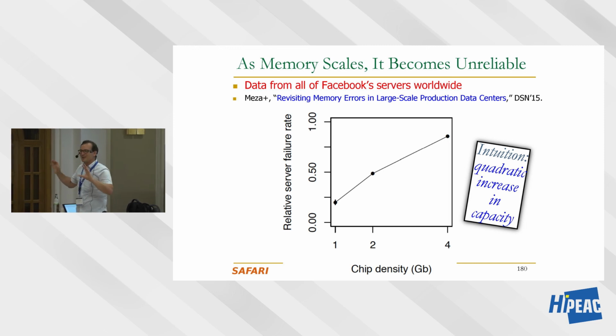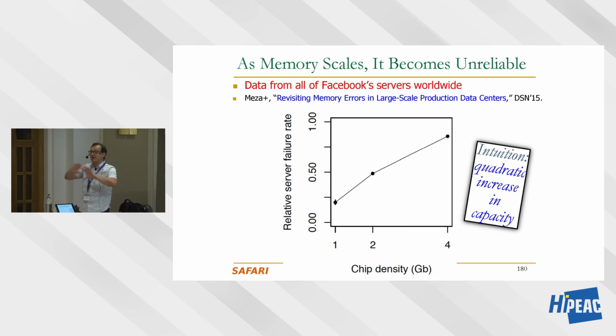They should be more concerned about other things, in my opinion. But this is really statistically significant. And this is one of the plots. Basically, this is production data center servers. Everything is running on Facebook.